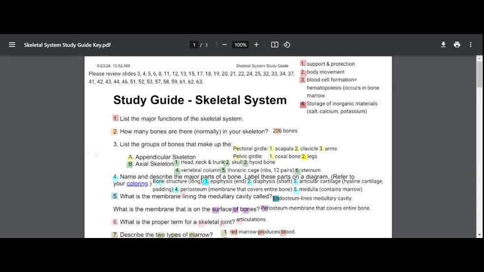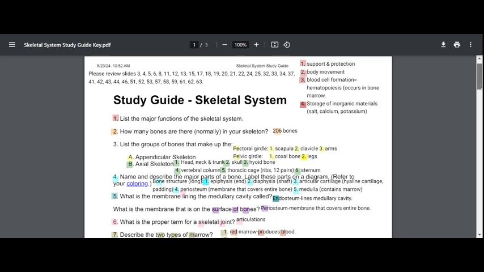And then for the next question, question 3 says list the groups of bones that make up the appendicular skeleton. So the appendicular skeleton consists of the pectoral girdle, okay, which has the scapula, clavicle, and arms, okay, and the pelvic girdle, which consists of the coxal bone and legs, okay.